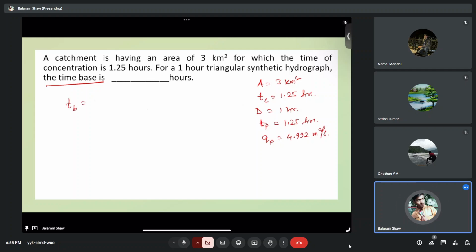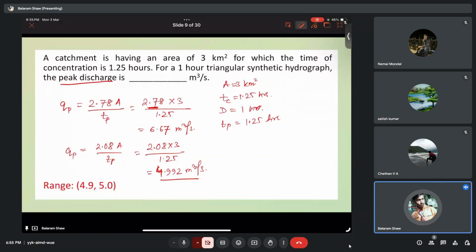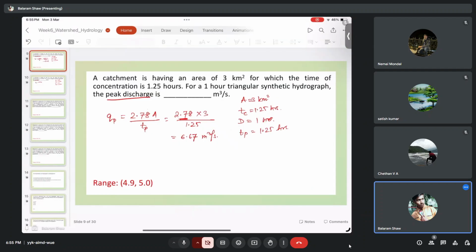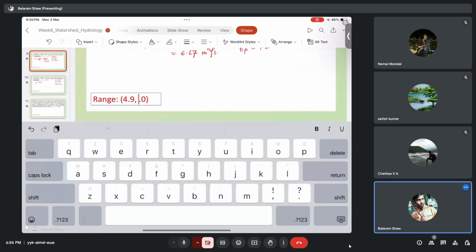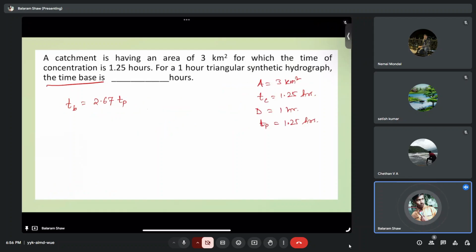Time base, we know time base was given as 2.67 into TP, right? Okay, so for now, we'll just keep the above one on this one, 6.67. And make this a 7 maybe. Okay, so based on some books, they also give this. So mostly it was given by SCS, so it was like that.